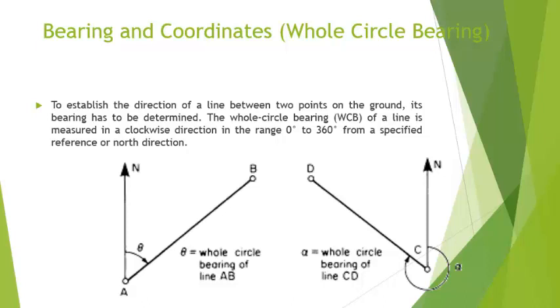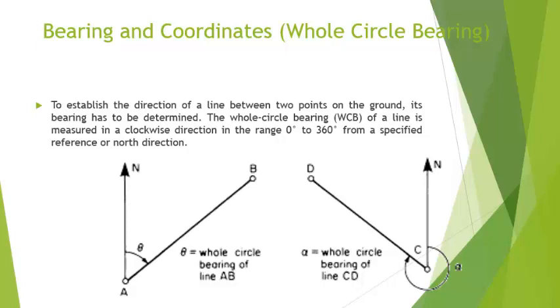The whole circle bearing, or the WCB, of a line is measured in clockwise direction in the range of 0 degrees to 360 degrees. As you can see in the figure below, from point A to point B shows small value of bearing starting from 0 degrees, which is the north direction. The value of this bearing is in the first quadrant, therefore the bearing is less than 90 degrees. It must be less than 90 degrees.